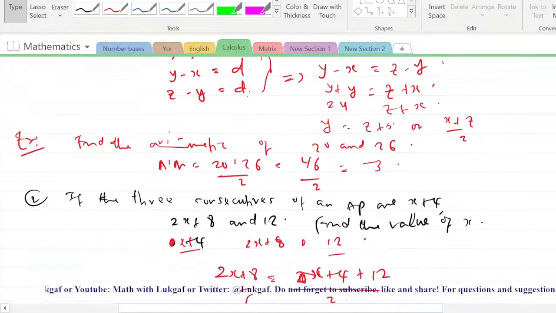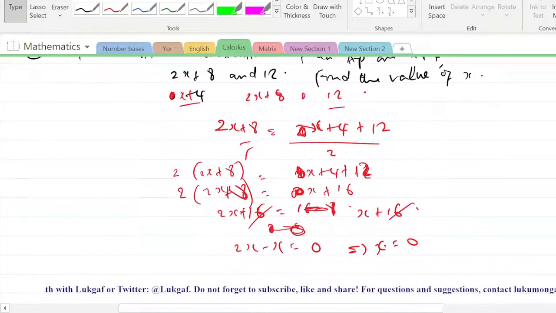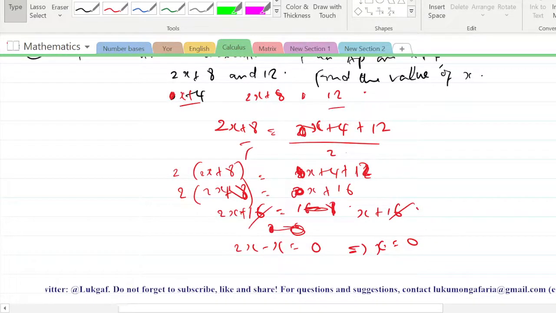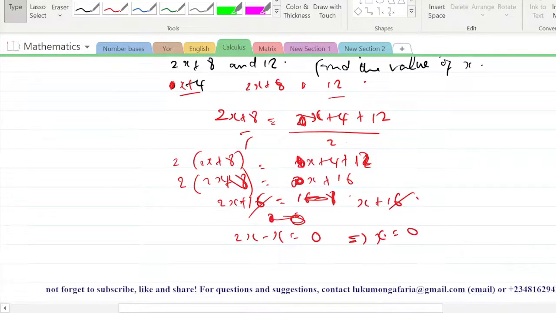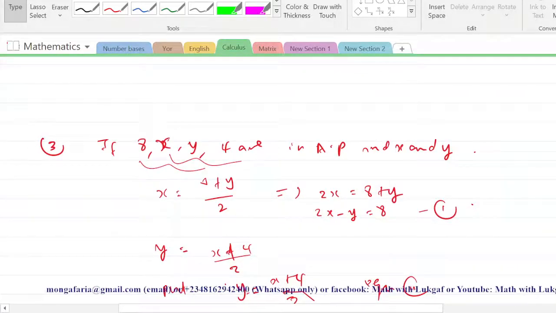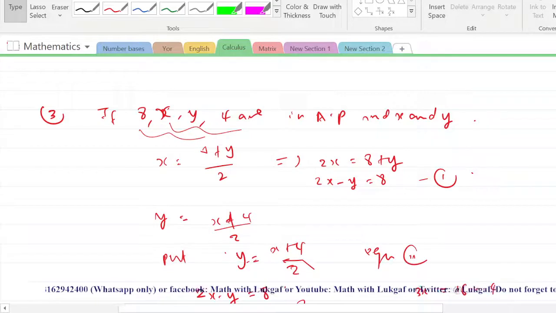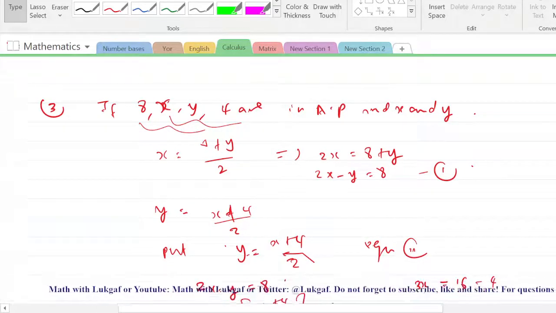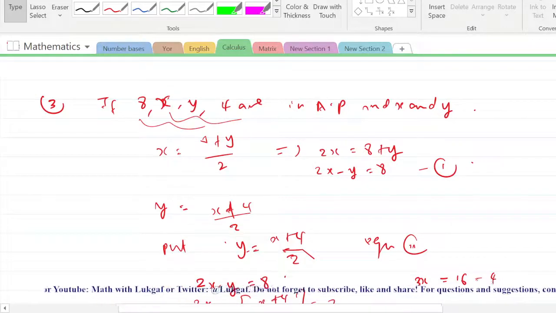So let's see. Here's the question. Yeah, I think the problem is, well, let's continue. If that is the case, the marker is making me make mistakes.